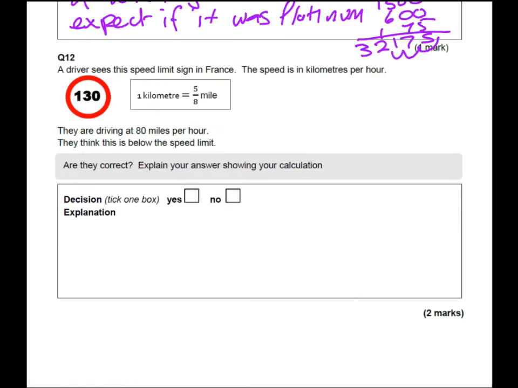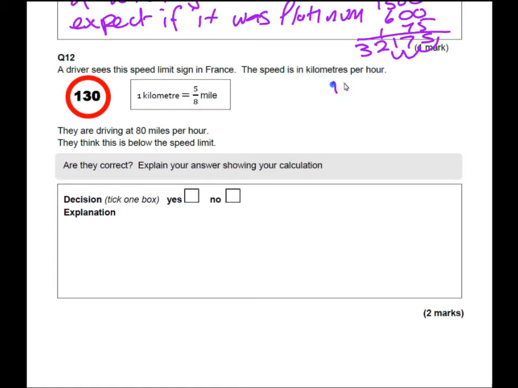Question 12. A driver sees this speed limit on a sign in France, and the speed limit is in kilometers an hour. We have a relationship given to us that 1 kilometer is 5/8 of a mile. So they are driving at 80 miles an hour. They think this is below the speed limit. Are they correct? And explain your answer showing your calculation.